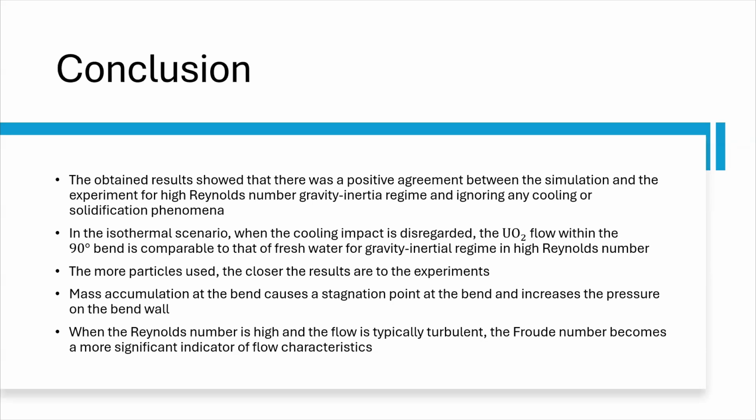Fourth, the mass accumulation at the band causes a stagnation point at the band and increases the pressure on the band wall. And fifth, when the Reynolds number is high and the flow is typically turbulent, the Froude number becomes a more significant indicator of flow characteristics.